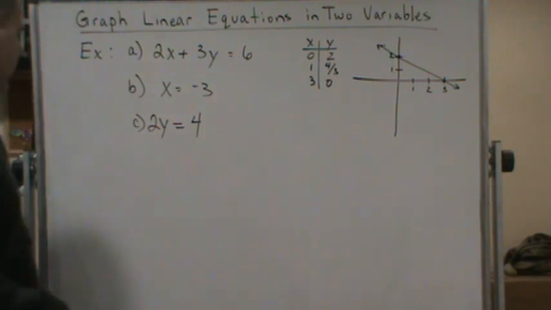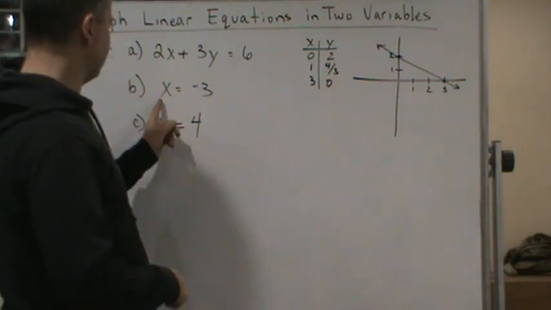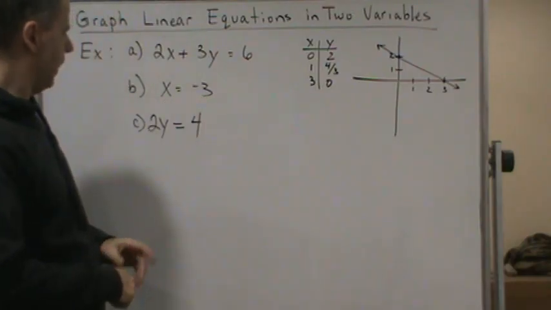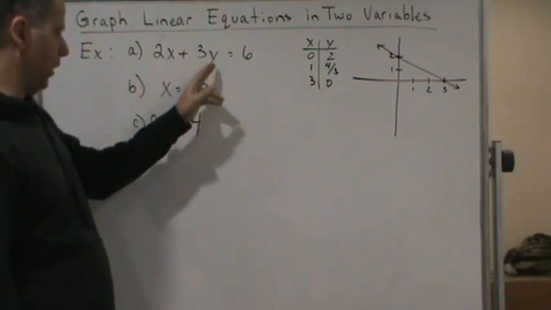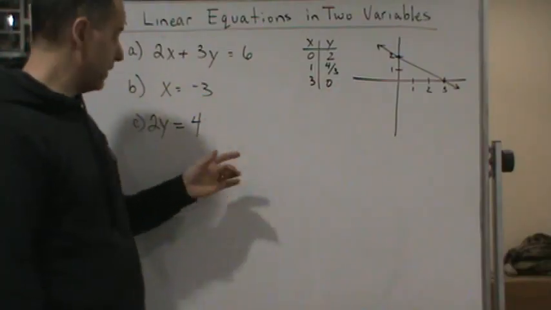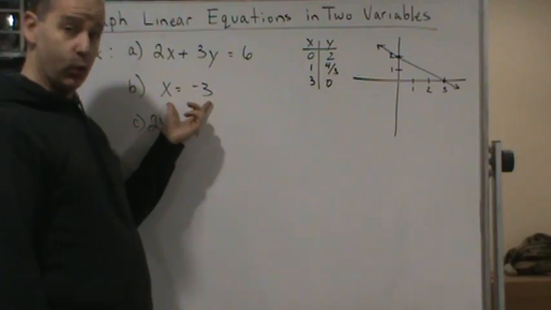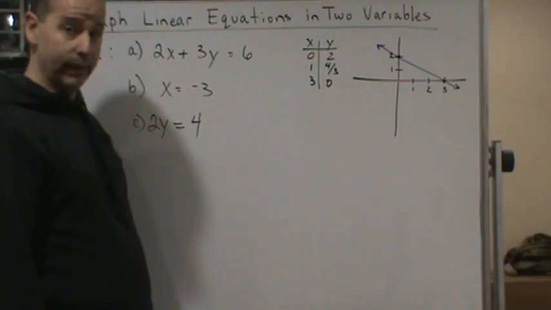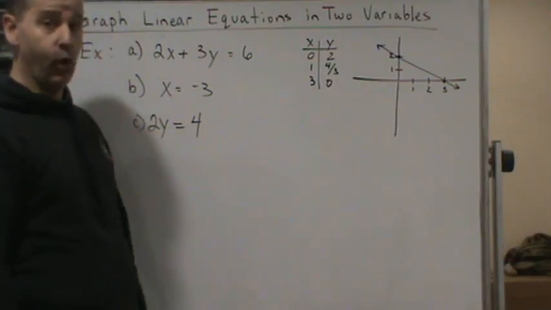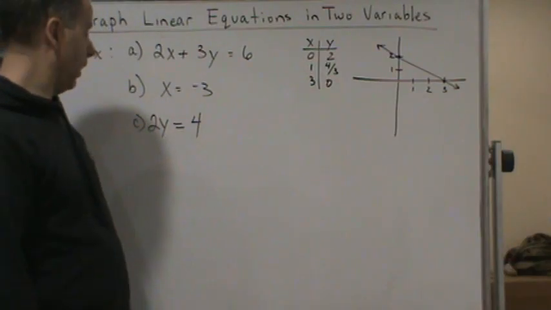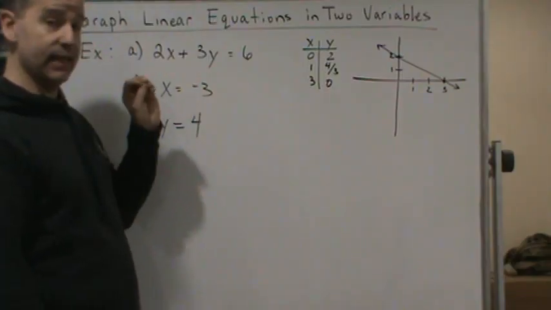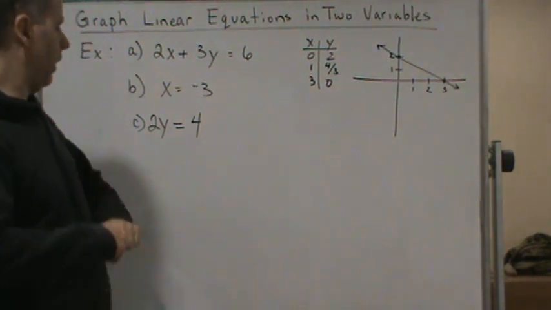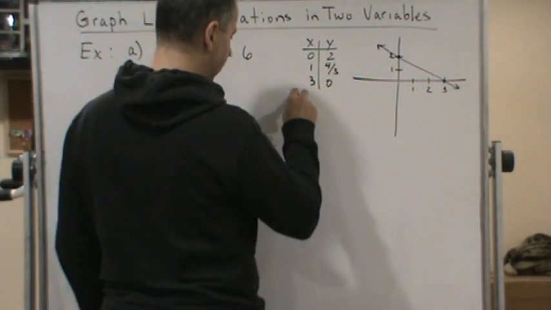So now let's do the next one. Now here's the thing here. We've got x is equal to -3. Now this one here, if we look at this, what is this telling us? There's no y variable. So what this is telling us is that x is always equal to -3 regardless of whatever y is, because y is not in here. So y doesn't matter. All this is telling us is x is always equal to -3 regardless of the value of y.